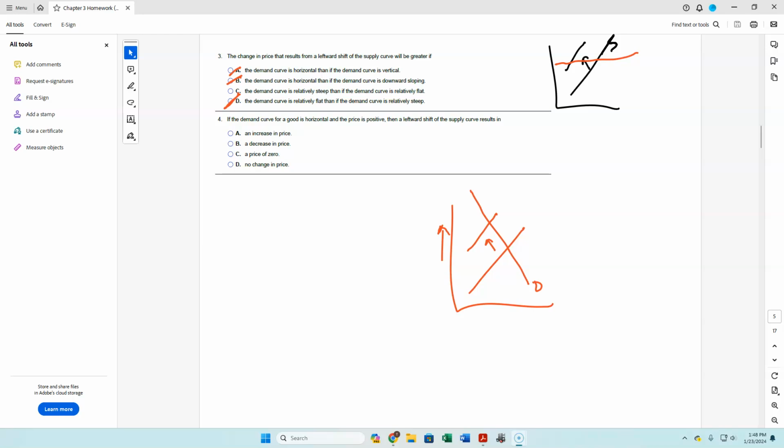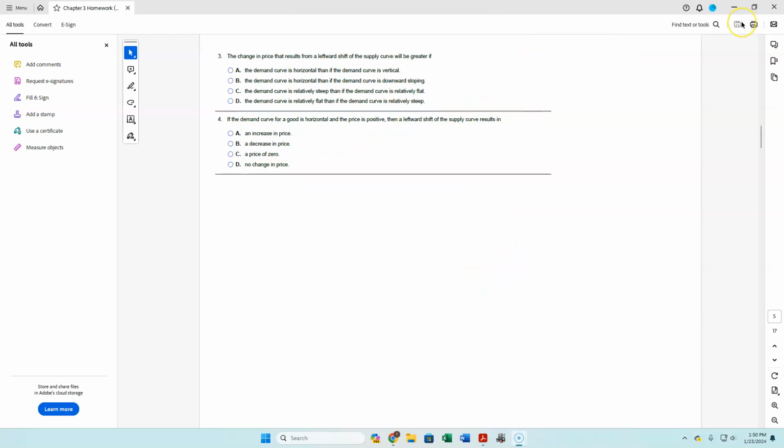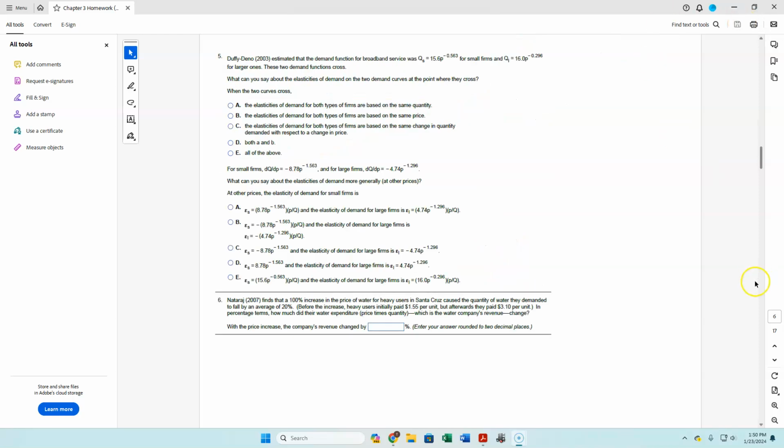Then in number 4, which is related to number 3, if the demand curve for the good is horizontal and the price is positive, then what are we going to see with that leftward shift of the supply curve? In essence, this is the opposite of number 3, and it's going to go back to this graph right here, where we saw no change in the price if it's completely horizontal. Again, I understand I'm giving you some of the answers here, but really my goal is just to make these homework assignments seem less intimidating.